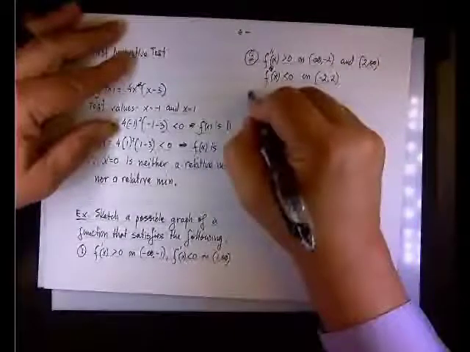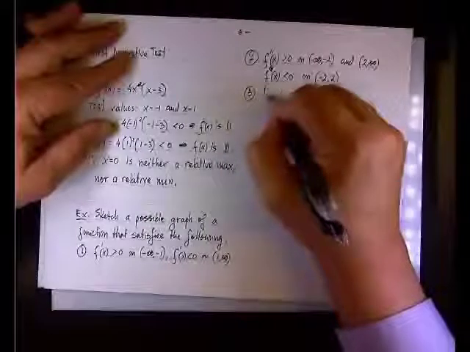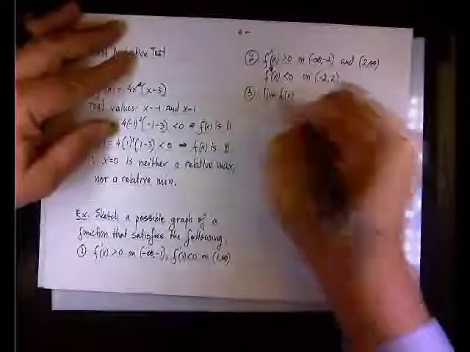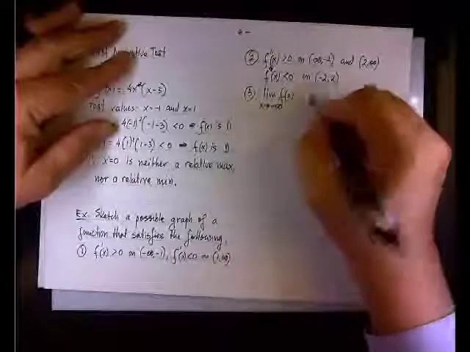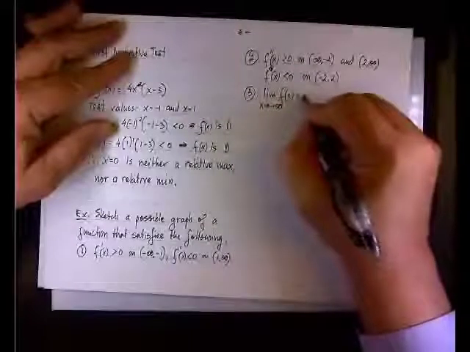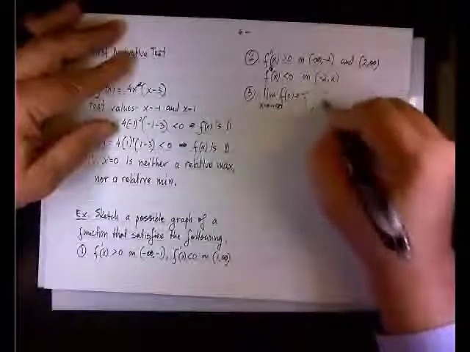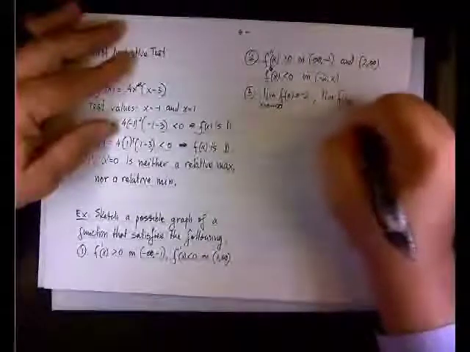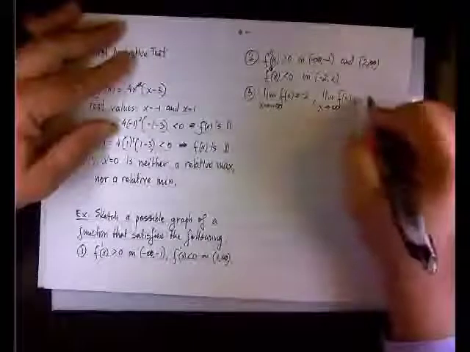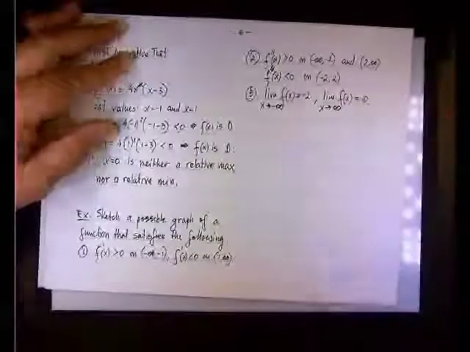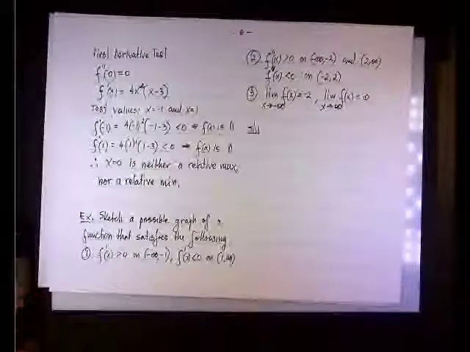Okay, 3, the limit, remember, of f of x when x approaches negative infinity is negative 2, and the limit of f of x as x approaches positive infinity is 0. Okay, so we need to satisfy 3 sets of conditions.